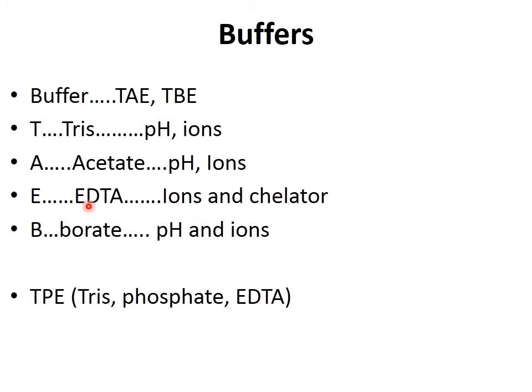So TAE buffer contains tris base, acetic acid, and EDTA in it. TBE buffer contains boric acid instead of acetic acid, so it contains tris base, boric acid, and EDTA. Another buffer used is TPE, which contains tris base, phosphoric acid, and EDTA. So the agarose gels are cast in buffer, and then the buffer is added to the electrophoresis tank, and hence electrophoresis could be carried out.